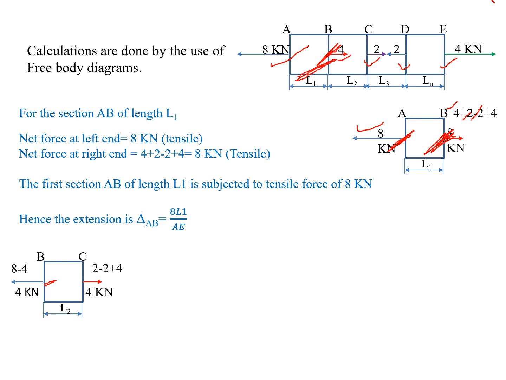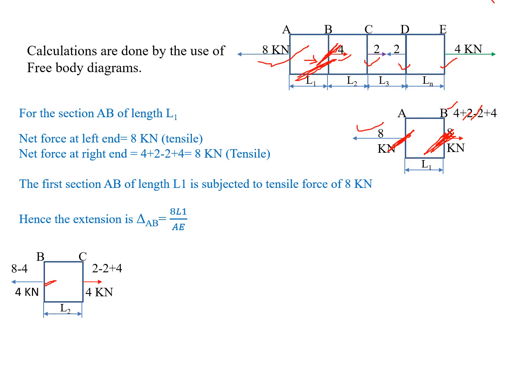Here, 8 kilonewtons is tensile, and 4 kilonewtons is compressive. Compressive means minus 4. So 8 minus 4, then the net force will become 4 kilonewtons. 4 means it's positive, meaning we are considering the tensile.